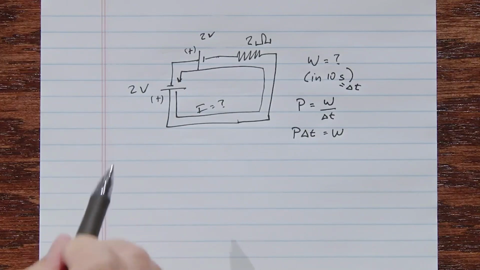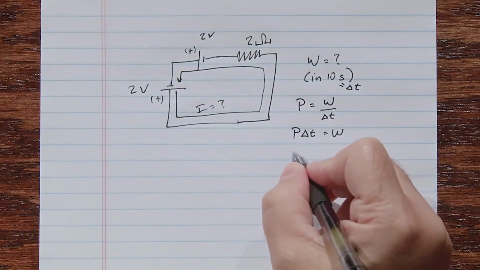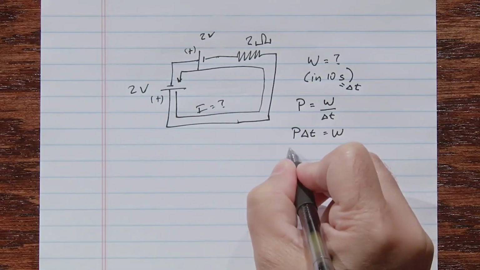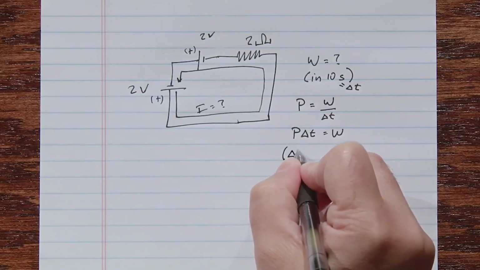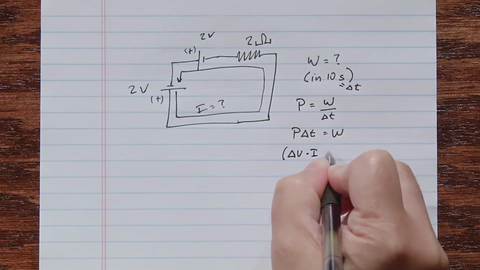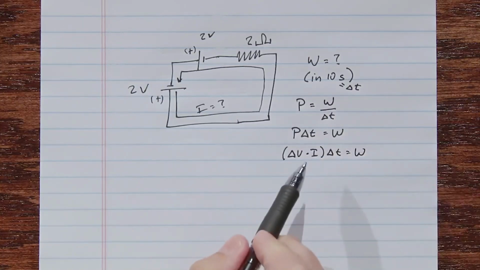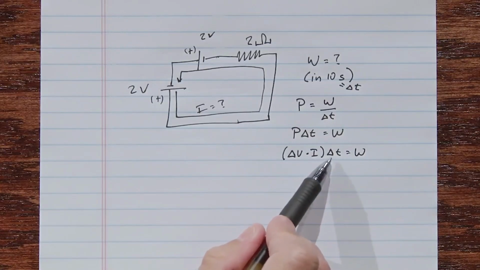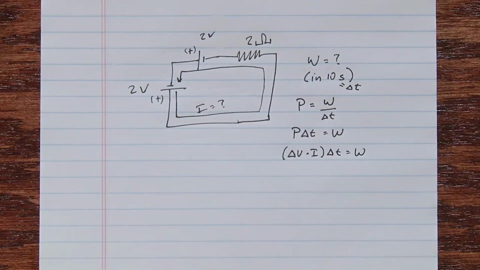Okay. Well, power is also equal to change in voltage times current. So for power, I can write the change in voltage times current times change in time is equal to the work done. So what I really have to figure out is the current. I know delta T, I know the change in voltage across each battery, so I need to figure out the current in the circuit. How do we do that?